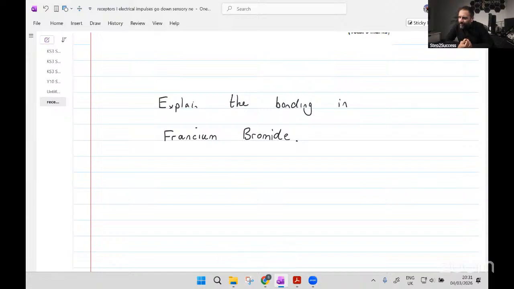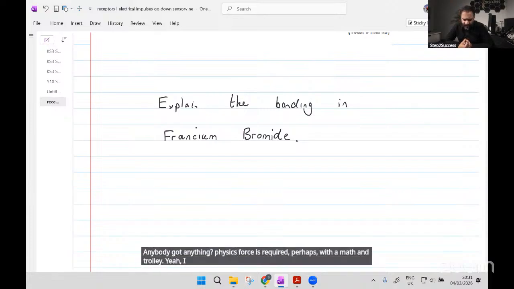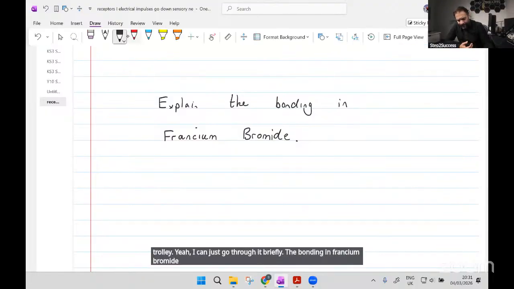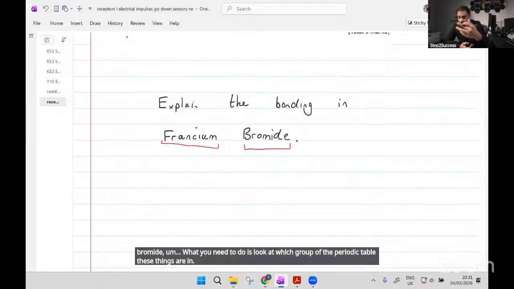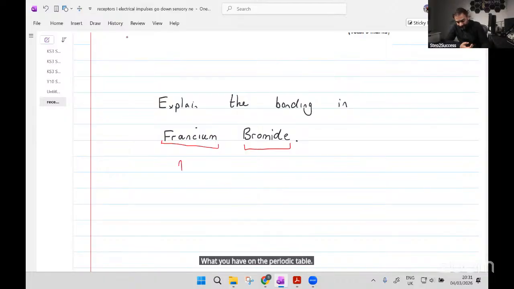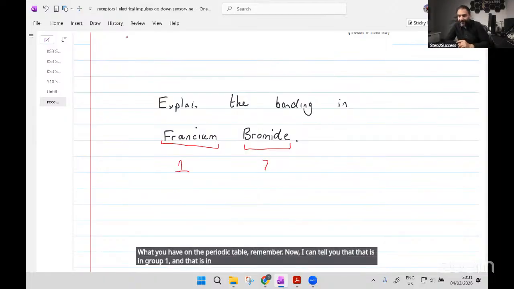Physics forces required practice with the mass and trolley. Yeah, I can just go through it briefly. The bonding in francium bromide. What you need to do is look at which group of the periodic table these things are in, which you have on the periodic table, remember. Now, I can tell you that that is in group 1 and that is in group 7, and that is all you need to know.